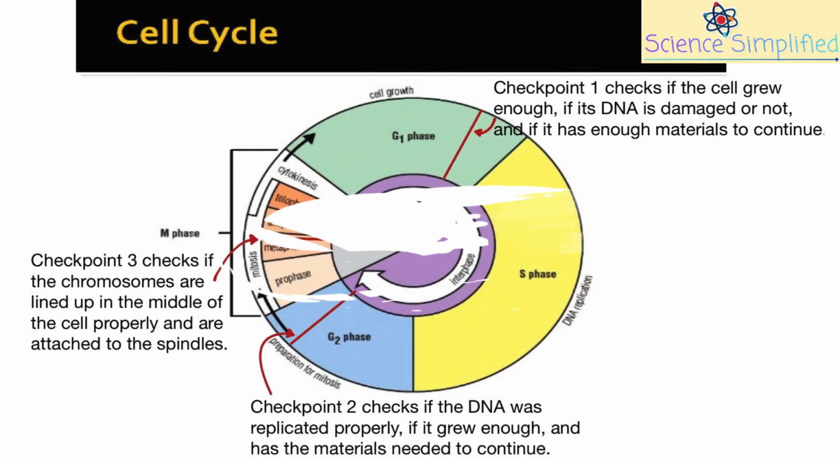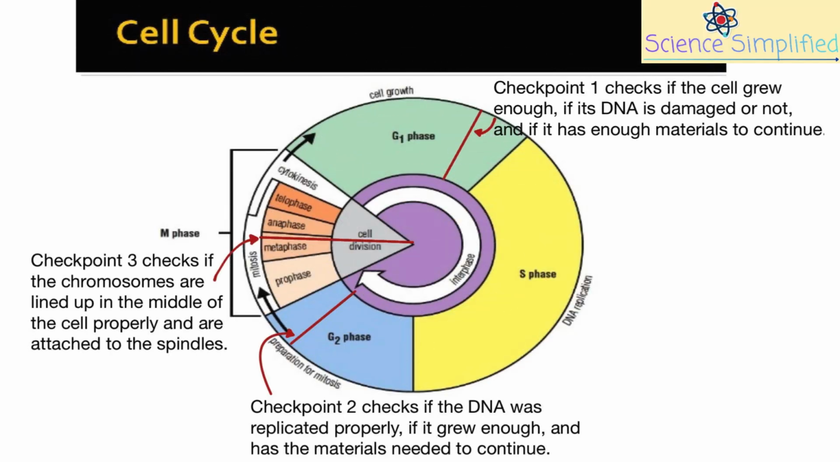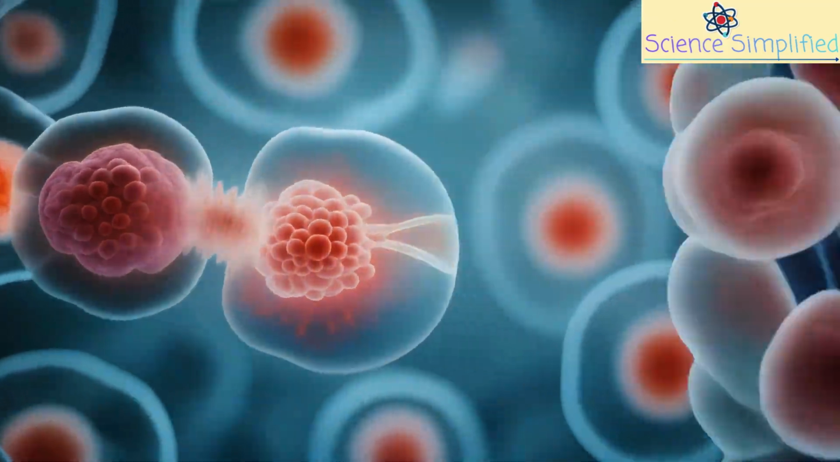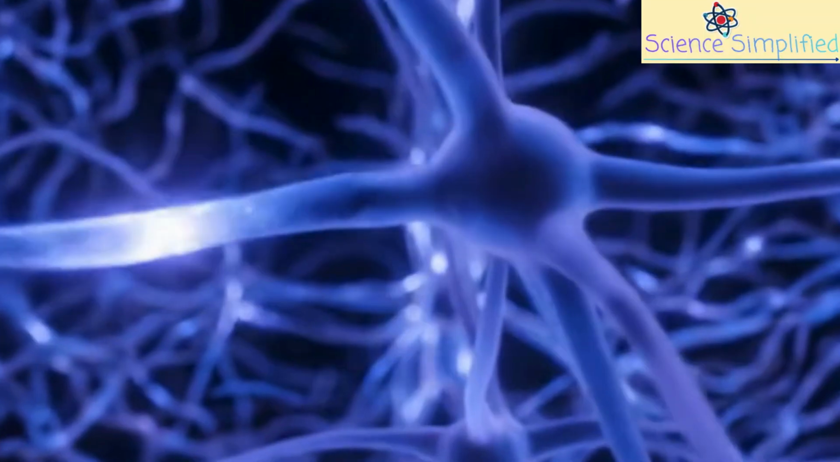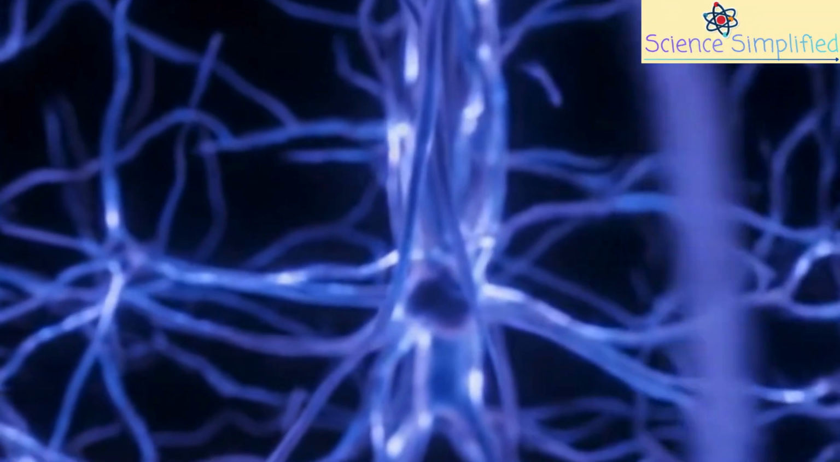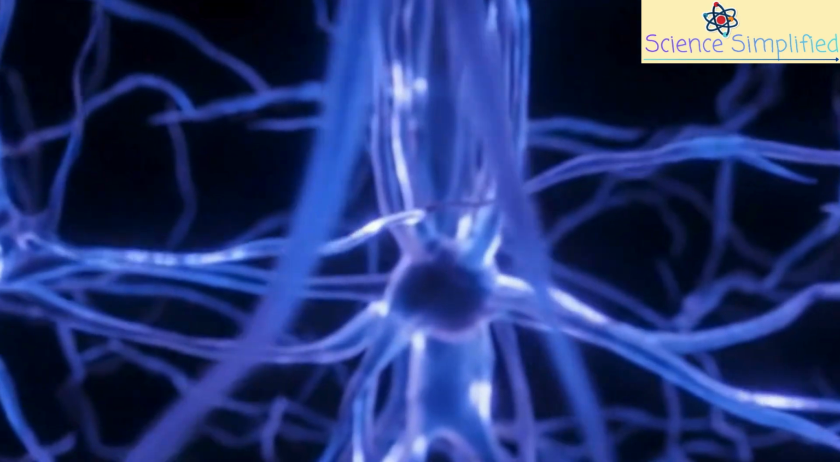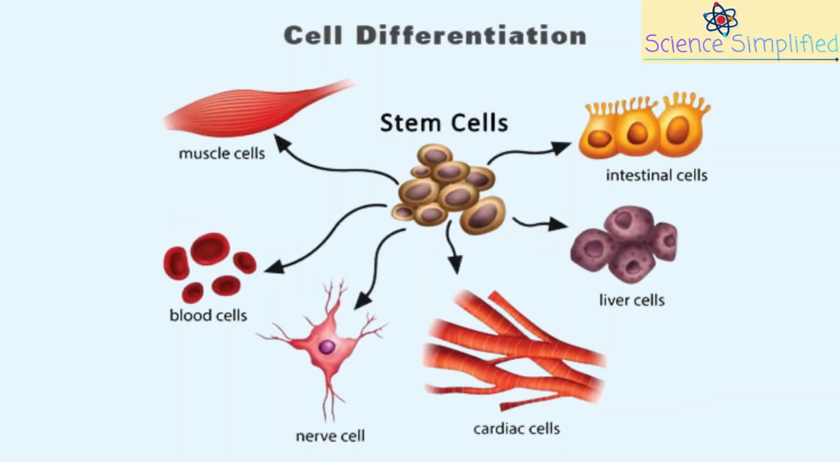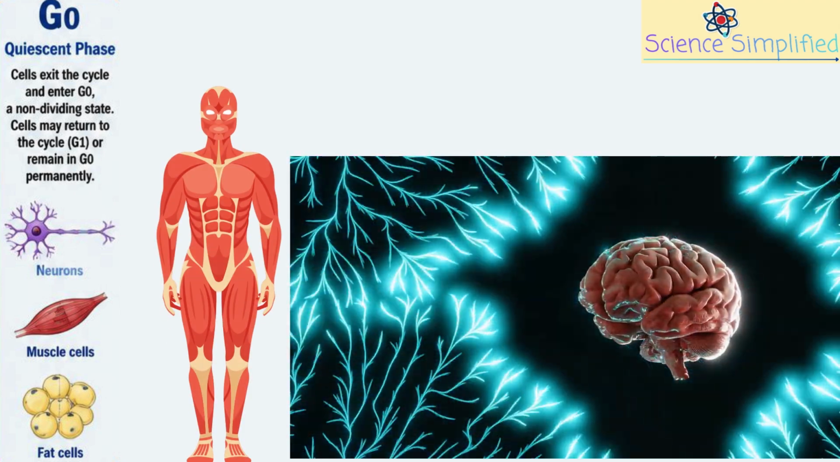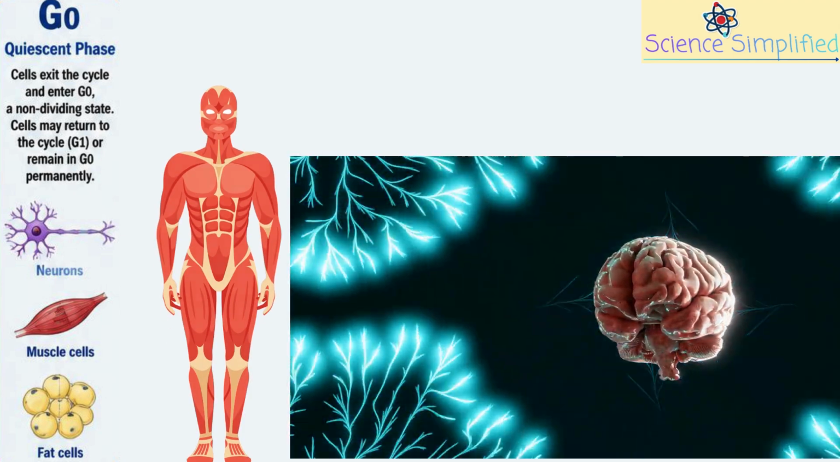There are also checkpoints throughout this process to make sure no issues such as DNA mutations occur, otherwise that could cause diseases like cancer. However, it's also important to remember that not all cells go through the cell cycle, such as neurons. So once these specialized cells differentiate from stem cells, they remain in the G0 phase, which is when the cell just does its regular function and can't divide to make more cells.